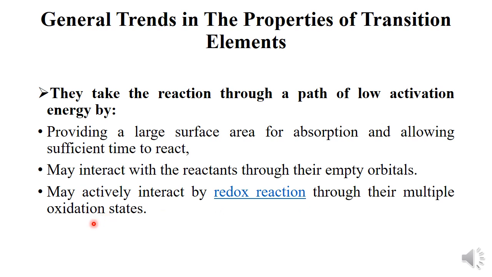Third is they may actively interact by redox reactions through their multiple oxidation states. क्योंकि वो variable oxidation state show कर सकते हैं, तो उसकी वजह से वो क्या करेंगे, they may also interact with the reactant by the redox reaction, or they may also interact with the reactants by their empty orbitals, and third is they can also provide a large surface area for the absorption of the reactant and providing them sufficient time to react with each other. So in this way they increase the speed of the reaction by providing a path of low activation energy.